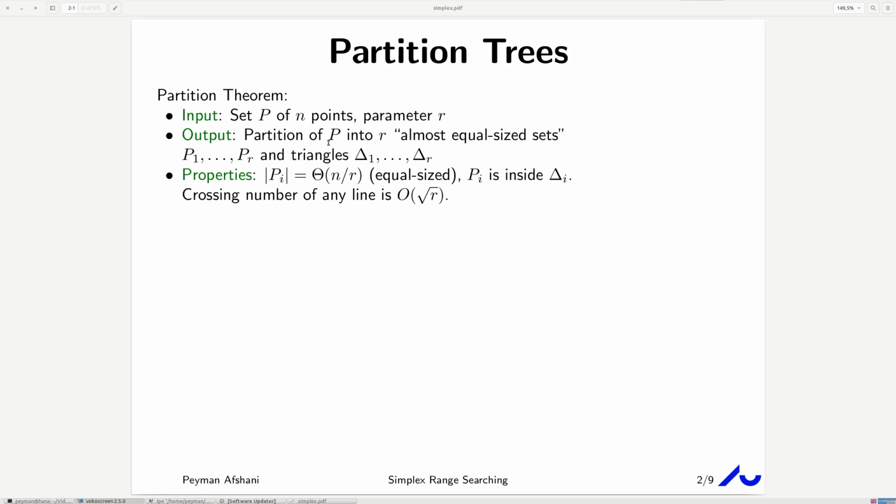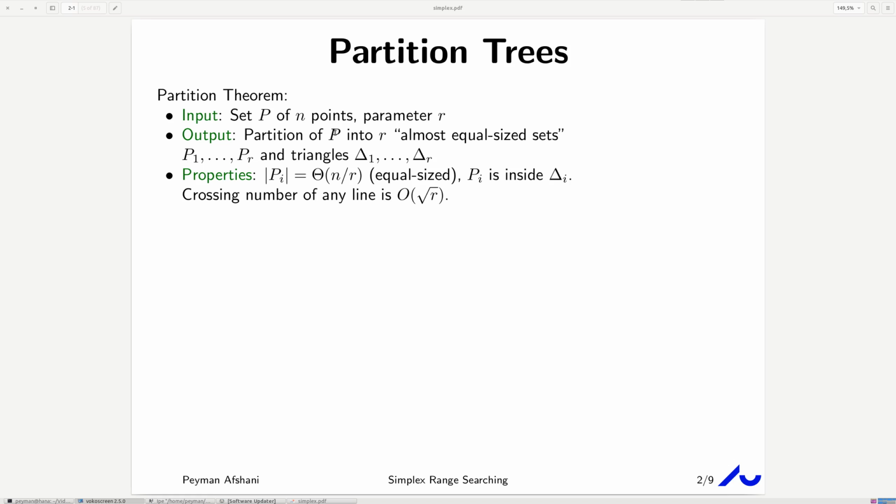We can partition P into r subsets that are almost equal in size. This means that they roughly have the same number of points in them, let's say within a factor of 2. And so these subsets are P1 up to Pr. Remember that this is a partition, so they don't share any points, and the union of P1 up to Pr is the set P.